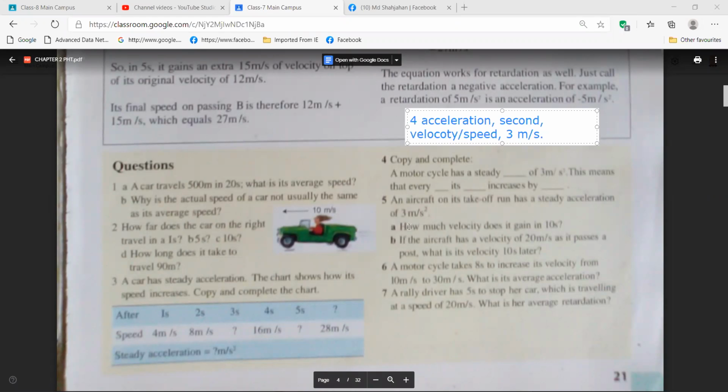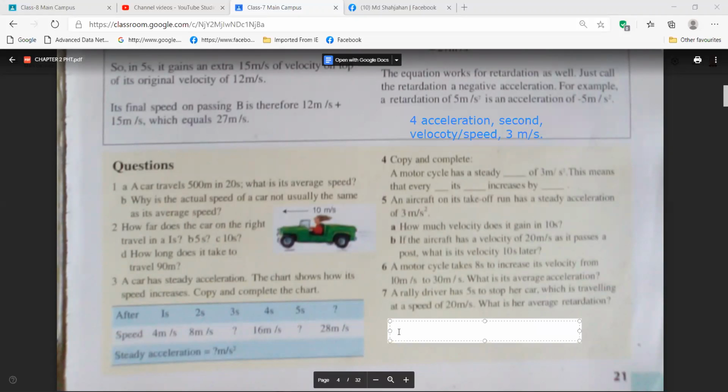Sir, how is the answer similar? The answer for A is 30 meter per second. Yeah, so we can do it easily. It's very simple. We will use the formula V equals U plus AT, right? So why are we writing U equals 0? Because it is taking off. Initial velocity is 0, right? Yes, sir. This thing we have to be clear.